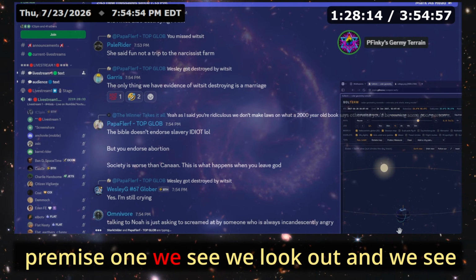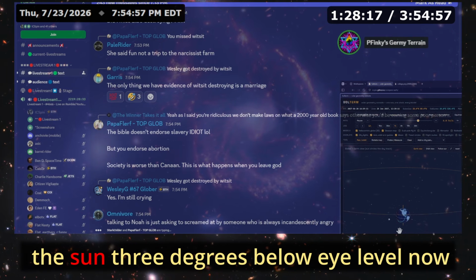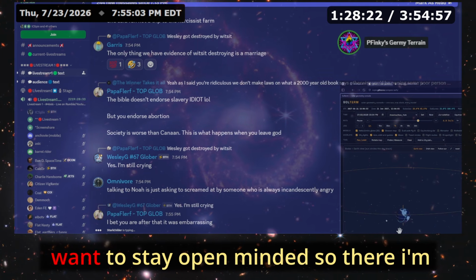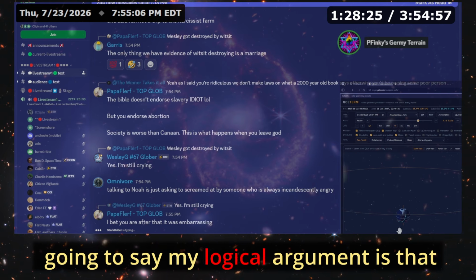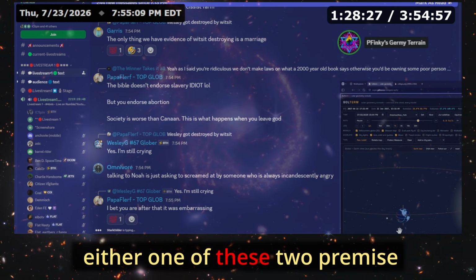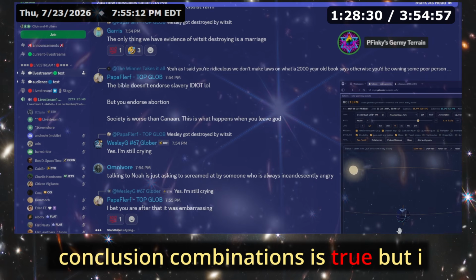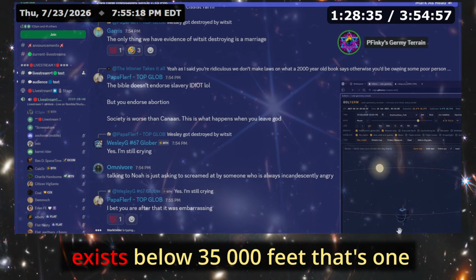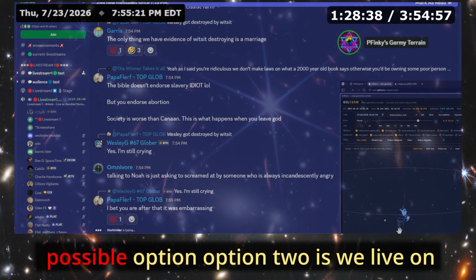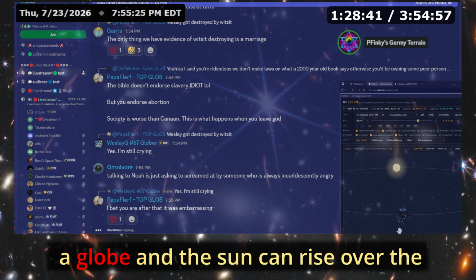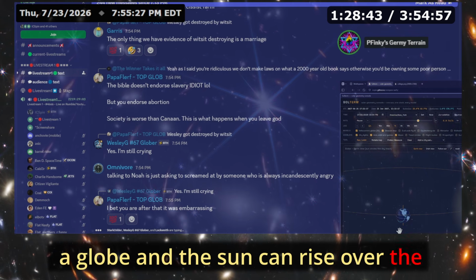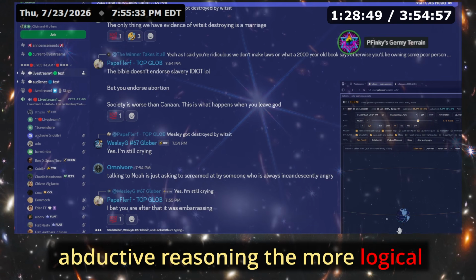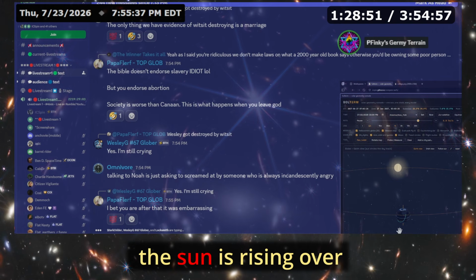So premise one, we look out and we see the sun 3 degrees below eye level. Now, I don't want to make a definitive claim. I want to stay open-minded. So I'm going to say my logical argument is that either one of these two premise conclusion combinations is true, but I don't think both of them can be. Either A, we live on a flat Earth and the sun exists below 35,000 feet. That's one possible option. Option 2 is we live on a globe and the sun can rise over the globe horizon. And I believe the abductive reasoning, the more logical conclusion is that we live on a globe and the sun is rising over the horizon.